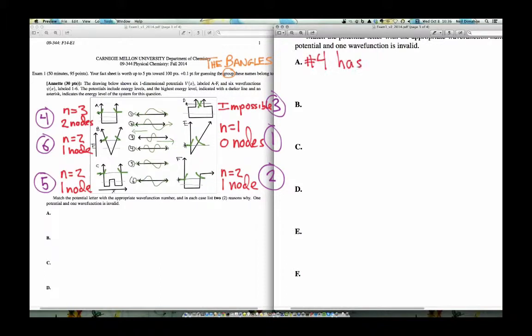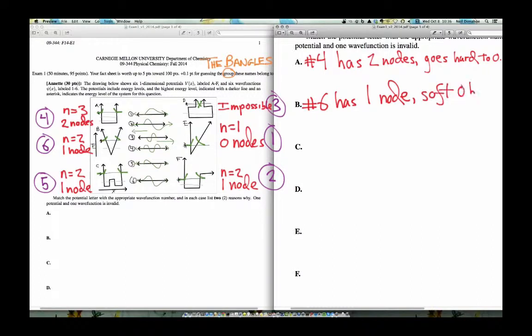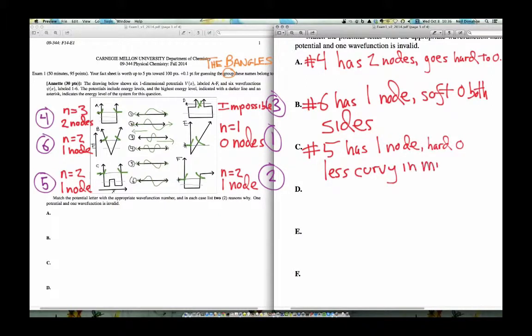So A is going to be number 4, and again, it's got 2 nodes, and it's hard on either side. B is number 6. It's got 1 node, and it's soft to 0 on both sides. C, number 5, has 1 node, and it's hard to 0. It's also less curvy in the middle, so that would be unacceptable. There are really 3 identifying features there. You see it gets sort of straight in the middle because the potential comes up in that kind of half double well situation there.